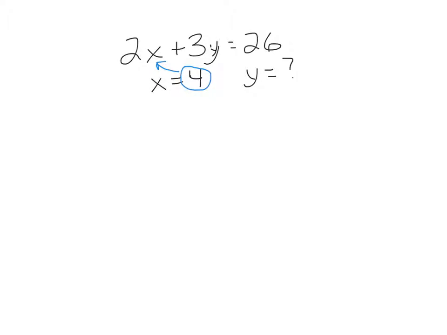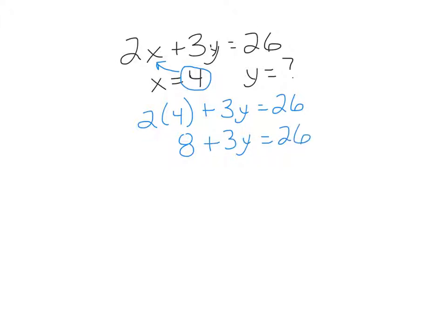So I'm going to go through and do that. 2 times 4 in place of the x in x plus 3y is equal to 26. In order to solve this, I'm going to solve this the way that I solved that very first equation when it was a one variable equation at the very beginning of this video. I'm going to go through and multiply. 2 times 4 is 8. 8 plus 3y is equal to 26.